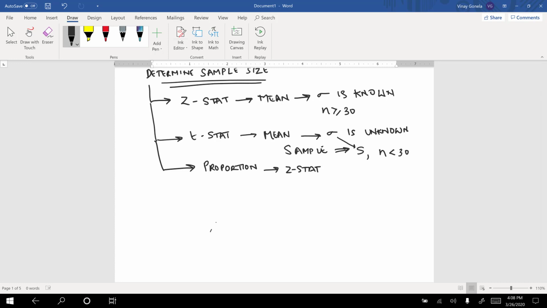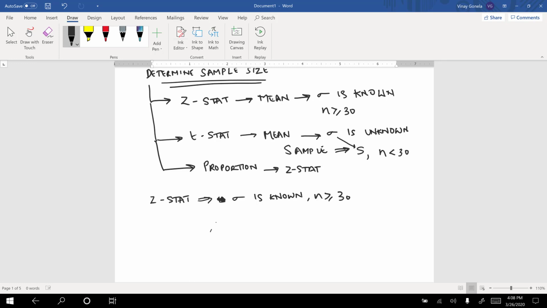So the first concept I will talk about is z-stat. When to use z-stat? This is when your sigma is known and n is greater than or equal to 30.